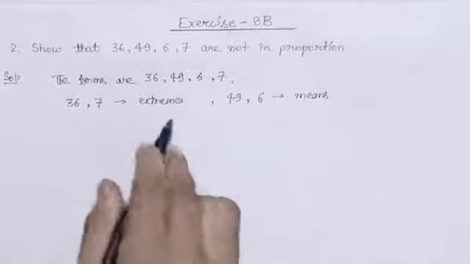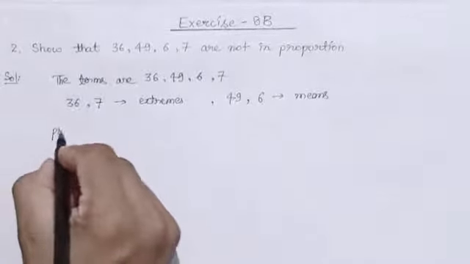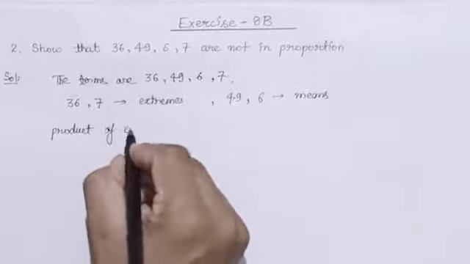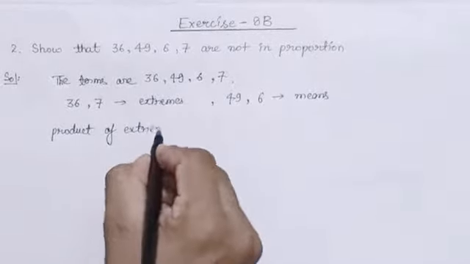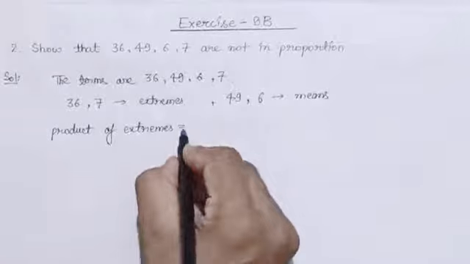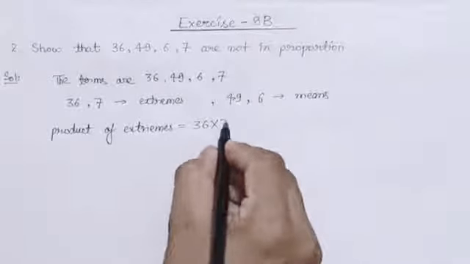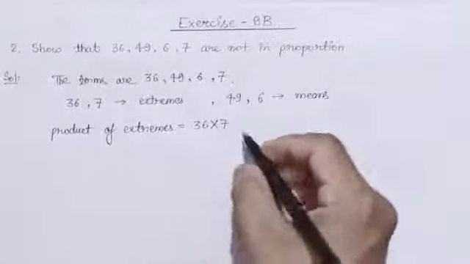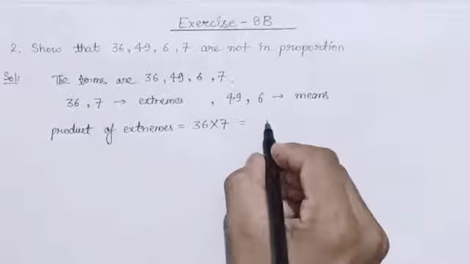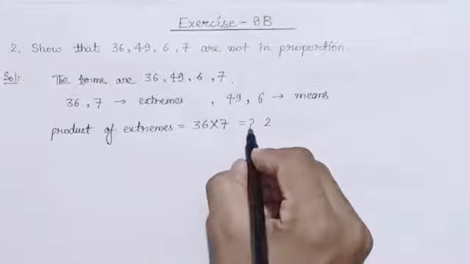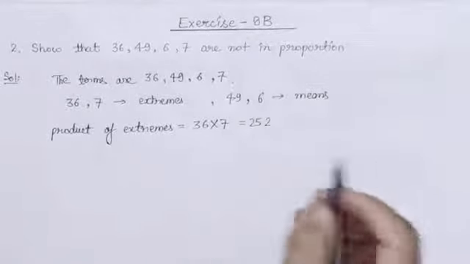Now let us take the product of extremes. Product of extremes equals 36 into 7, which comes out to be 252. 7 6 times 42, 7 3 times 21 plus 4, 25, 252.